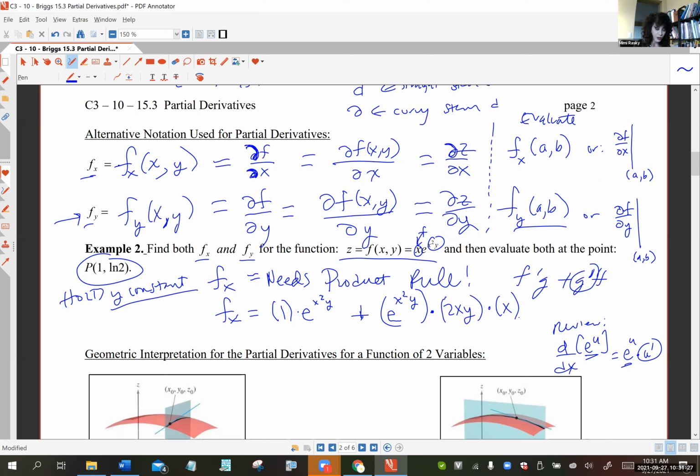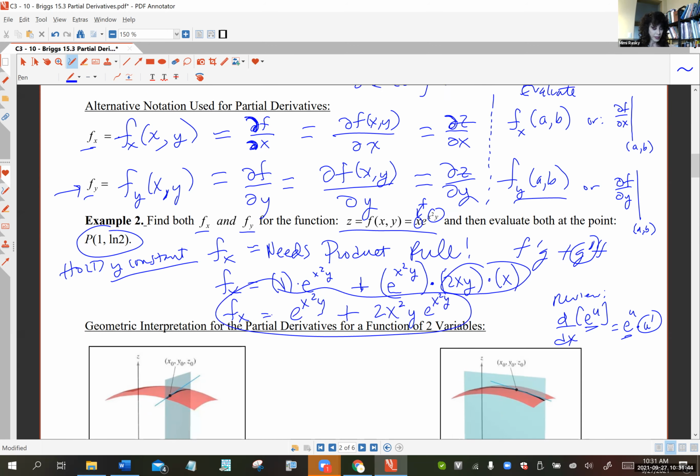So this is fx right here, and you probably want to clean this up. I like to see the polynomial factors in front of your exponential. That's customary, and so please follow custom. And you could factor a common factor of e to the x squared y out of here if you wanted to make it more pretty.